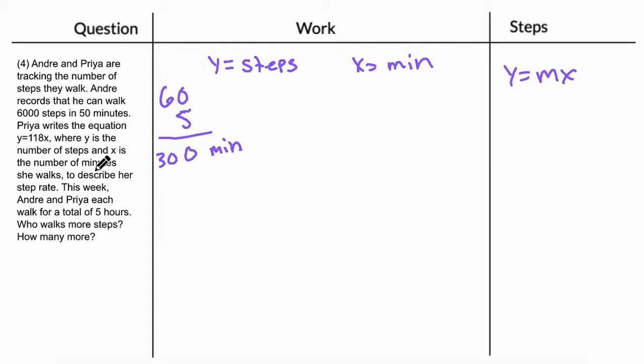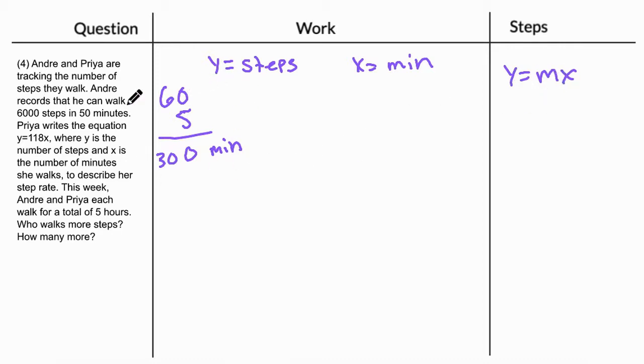A couple of things that we could do here in this one. We could use the idea of equivalent ratios to help us out with Andre and how much he walks, because we could get from 50 minutes to 300 minutes by just multiplying it by 6. Or what we could do instead is we could actually have an equation.